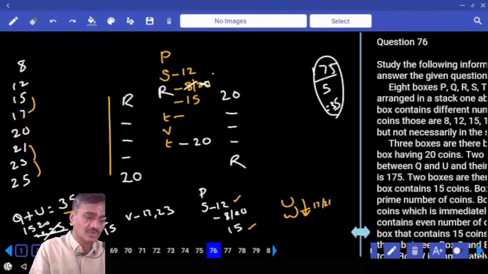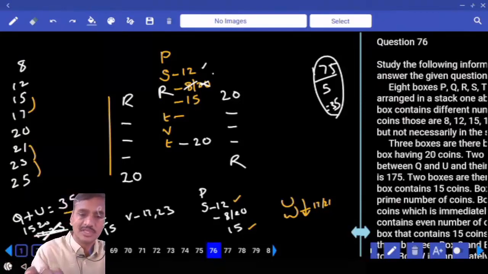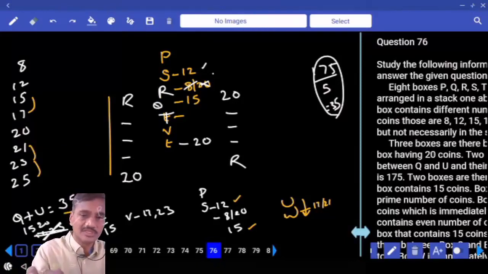Q and U, tell me, we have 15, 20, 35, 12, 23. Out of which S is 12. Hence, we cannot have 12 and 23. Hence, for Q and U, one is 15, the other one is 20. As one is 15, the other one is 20. Hence, Q and U can be in these two places. Hence, T must be at this place. And T cannot be 20. Hence, either Q or U is 20.